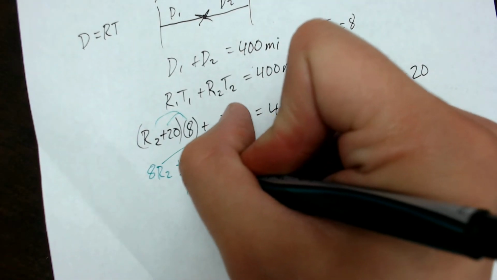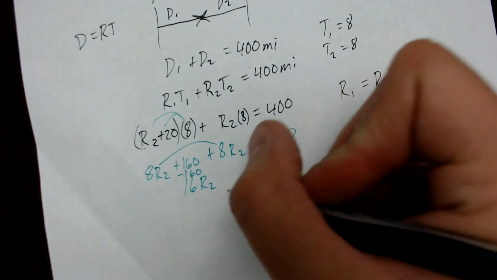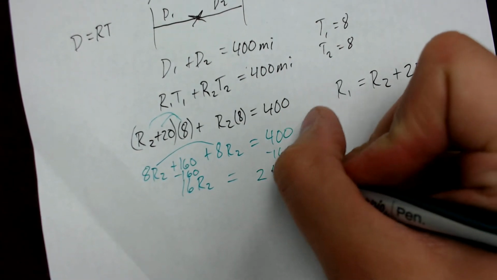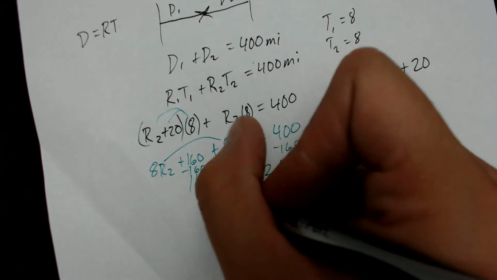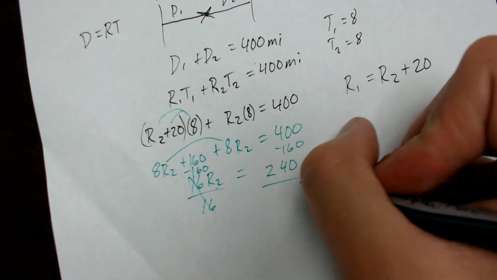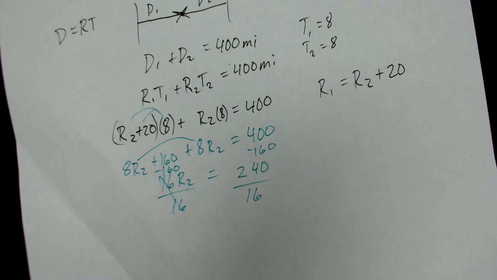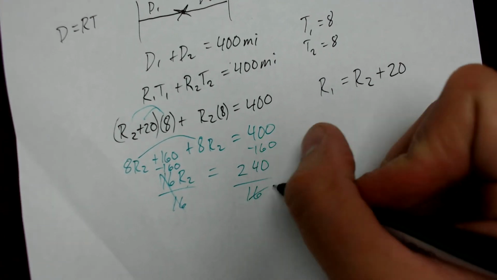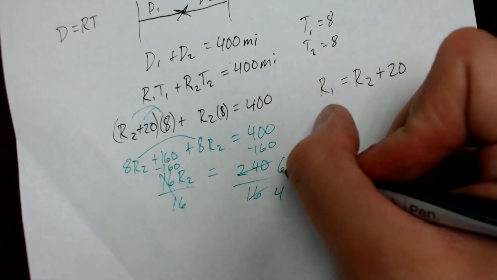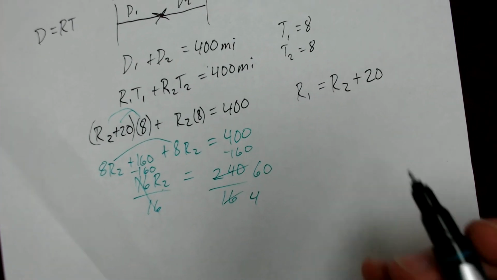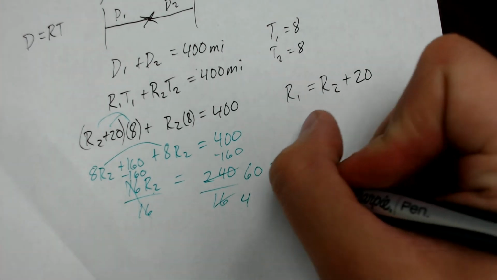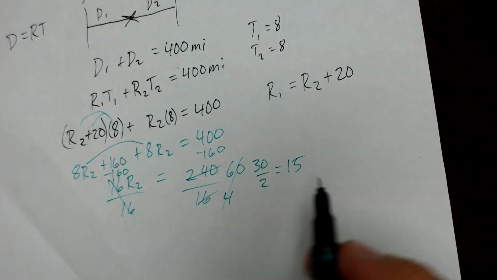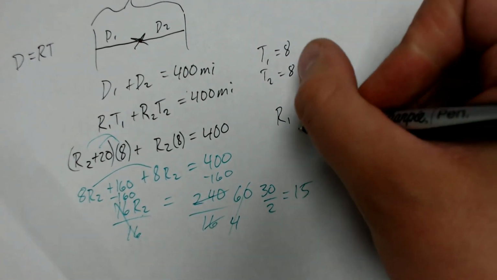And then I'll subtract 160 from each side. So I've got 16 R2 equals 400 minus 160, which is actually 240. So now I divide each side by 16. Let's see here. 16 and 24 can both divide by 4. That would be 4, and then that becomes 60. These can both divide by 2, 30 over 2. And then that gives me 15. So the rate of 2 is going to be equal to 15.